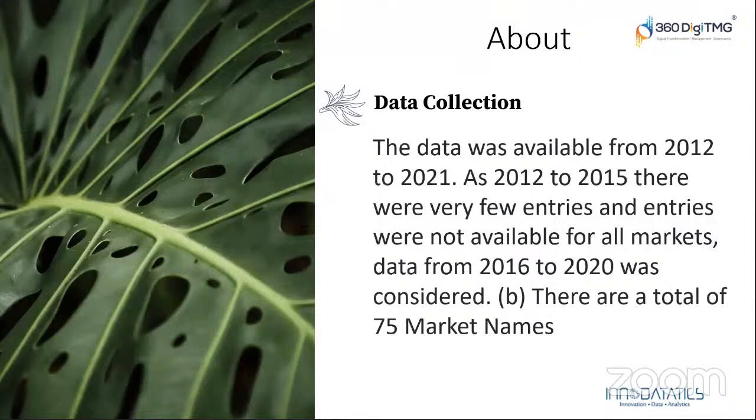The data was available from 2012 to 2021, but for 2012 to 2015, there were only a few entries of the data. The whole data was not available to us, because we were focusing on Telangana's data, so we could not get the data from 2012 to 2015 because of other constraints, political constraints. So we started capturing the data of 2012 to 2020, and these were considered. And there are a total of 75 market names that we have focused on.